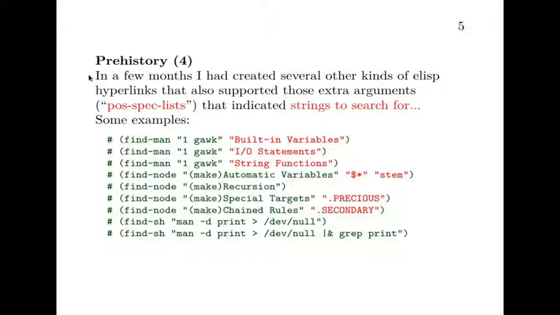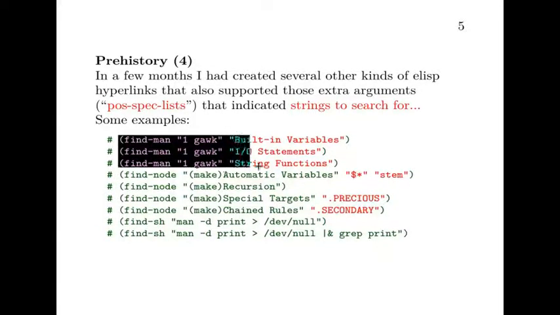And in a few months using that, I had created several other kinds of elisp hyperlinks, all of them also supporting these extra arguments. That indicated usually strings to search for, but sometimes I could use that to point to a certain line number. I called these extra arguments post-spec lists, and here are some examples.